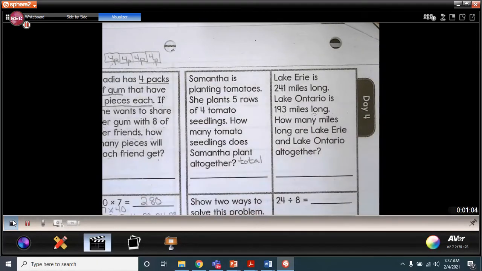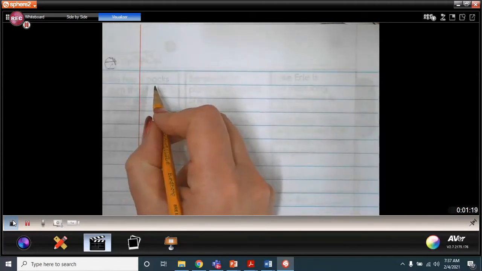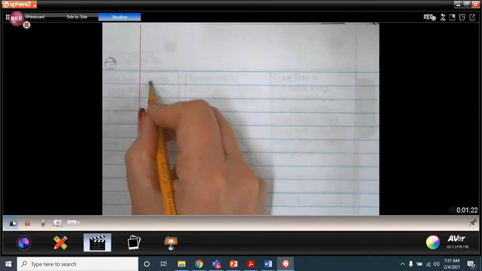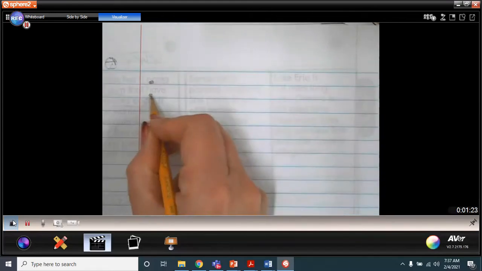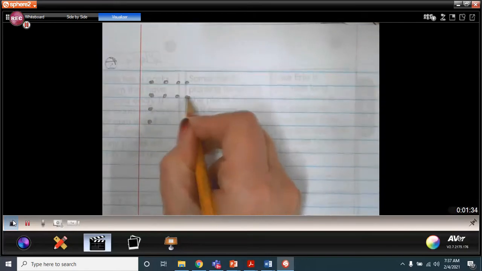And so let's think about what this looks like as a visual bar diagram. Or we could also do it as an array, right? Because that's what we're talking about. We're talking about rows, and arrays are objects put into rows, and then we look for the total. So this is multiplication if you haven't already figured out, because we want to know the total after we take the 5 rows and put 4 seedlings into each row.